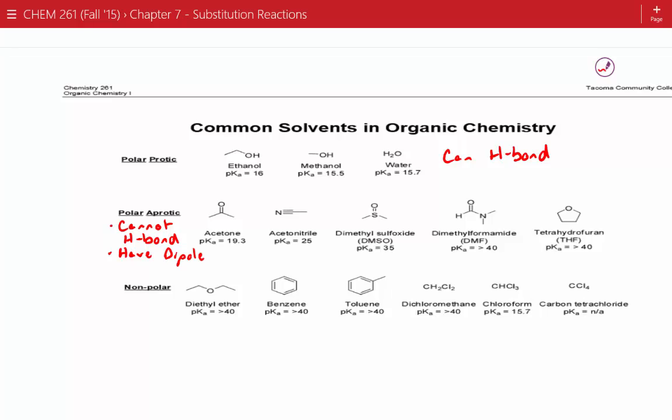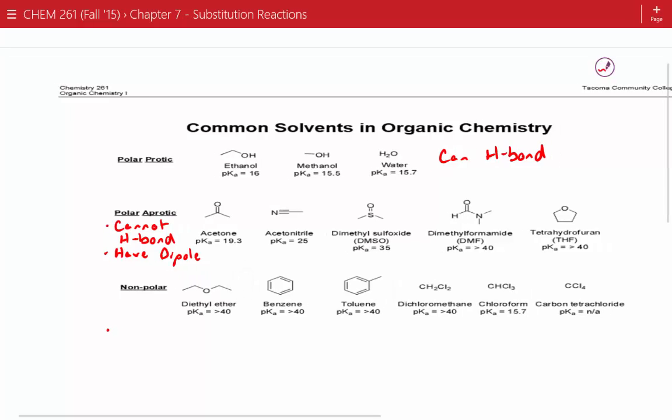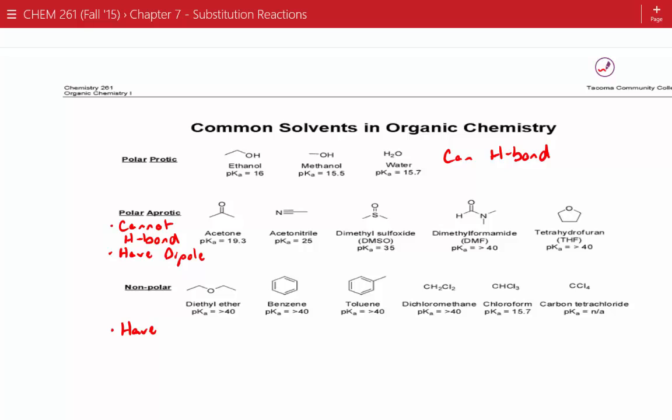For nonpolar molecules, what do we notice about them? Yeah, really they have minimal dipole interactions. If you look at diethyl ether, you can say, well, there's a net dipole, but it's a really, really weak net dipole compared to something like acetone or acetonitrile. So these have little or no dipole.